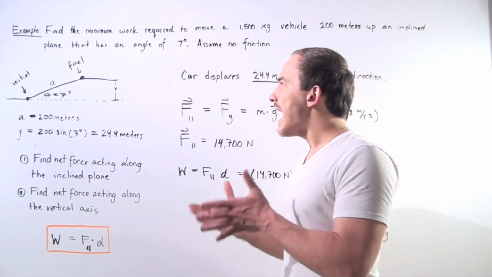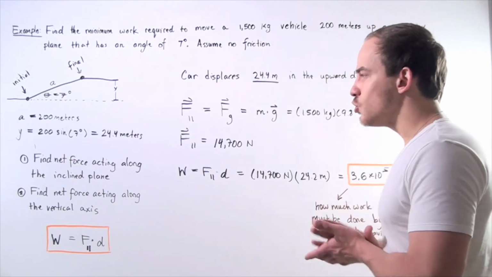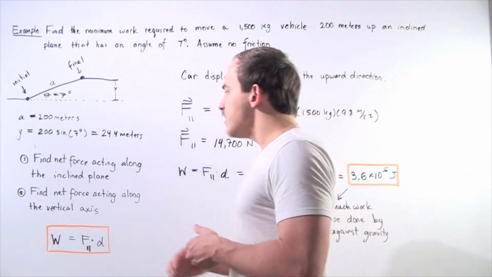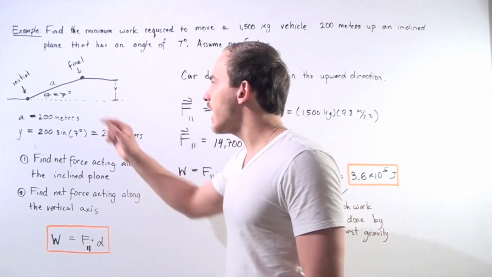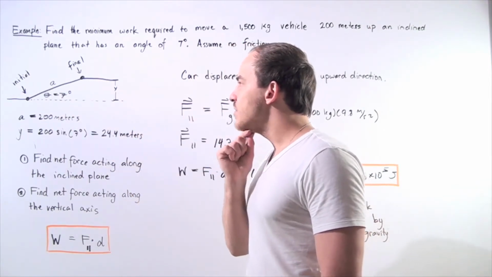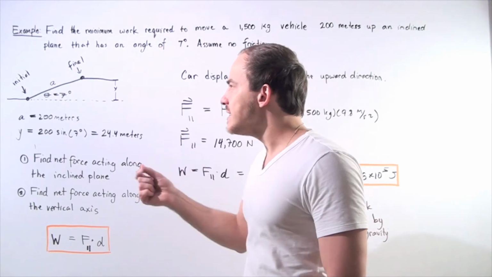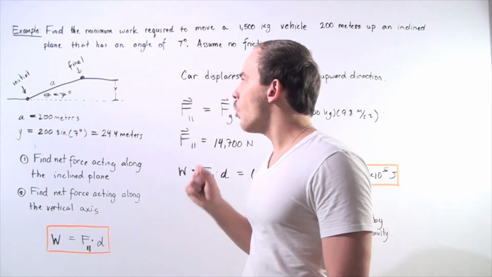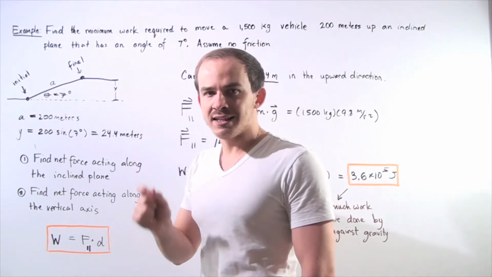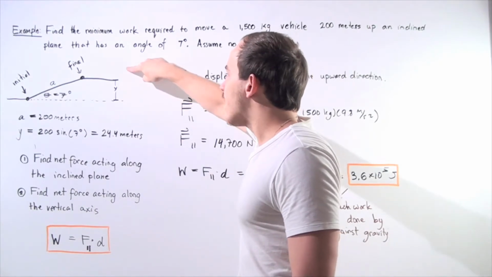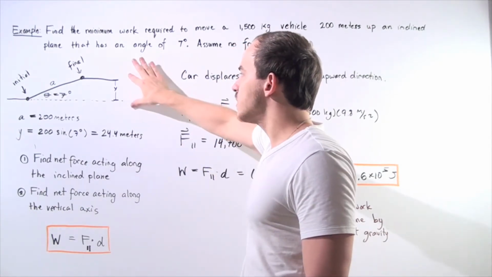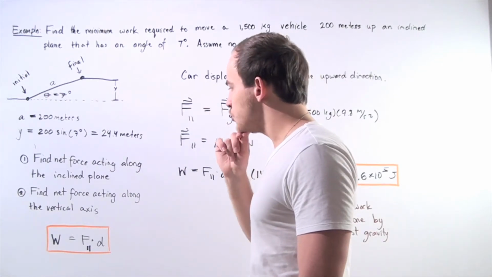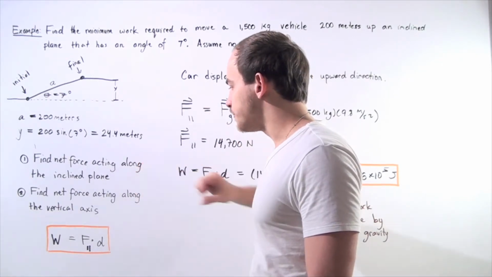So we can attack this problem in one of two ways. We can either find the net force acting on the car along our inclined plane and then multiply by the displacement along the inclined plane, or we can find the net force acting on the car along our y-axis and then multiply by the displacement along the y-axis. So we're going to use method number 2.